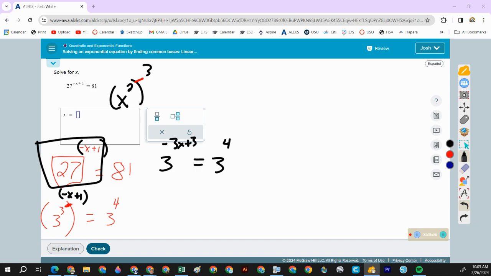Well, if 3 to this value is equal to 3 to this value, then those two values must be equal. So we subtract 3, negative 3x equals 1, divide by negative 3, x is negative 1/3. All right, let's do another one.